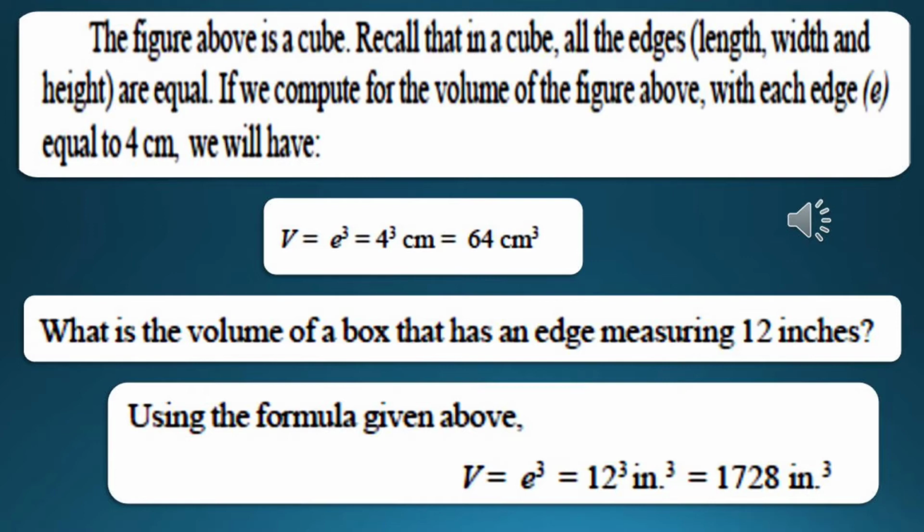Another example. What is the volume of a box that has an edge measuring 12 inches? Using the formula given, we have V is equal to the edge to the third power. Then that gives us 12 inches to the third power, and the volume is equal to 1,728 cubic inches. You're correct.